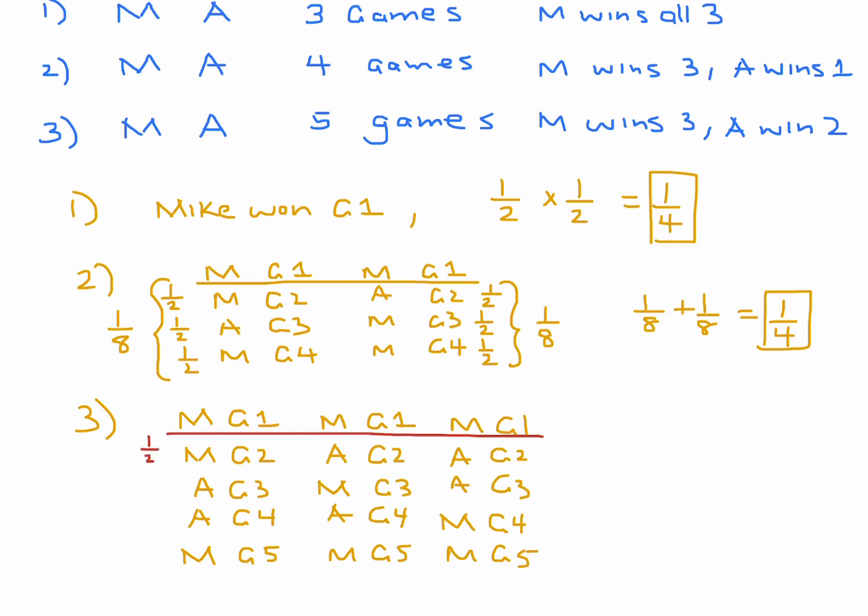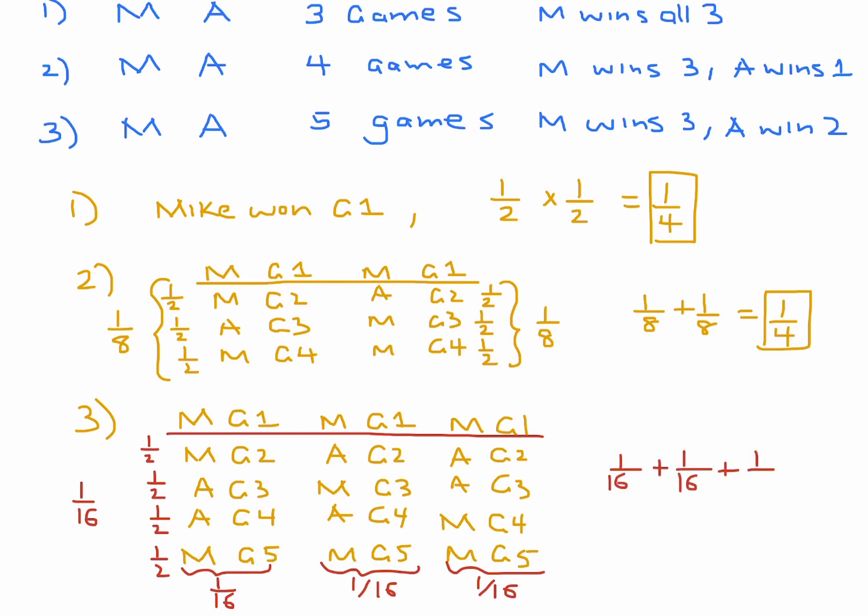This is a half, this is a half, this is a half, this is a half. So you multiply them, a half times a half times a half times a half, and that would be 1/16. So this would be 1/16. And in a very similar way, this is going to be 1/16, and this is going to be 1/16. So you add them all up, 1/16 plus 1/16 plus 1/16, and that is, of course, 3/16.